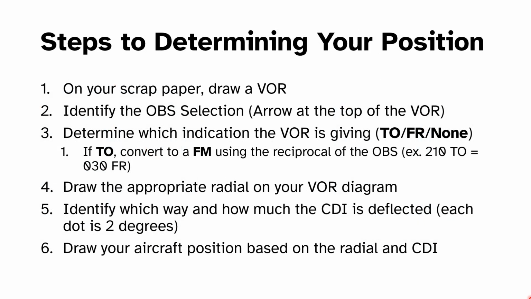So here are the steps that you're going to take to determine your position using that VOR head. You start by drawing your VOR, identify your OBS, figure out if it's giving you a to, from, or no indication. If it's a to, you're going to convert it to a from. If there's none, we're going to talk about what that does. Then you're going to draw the appropriate radial on your VOR diagram, and then you're going to identify how much the CDI is deflected, given that each dot is 2 degrees on these. Then you're going to draw your aircraft position based on that radial and the deflection from the CDI.